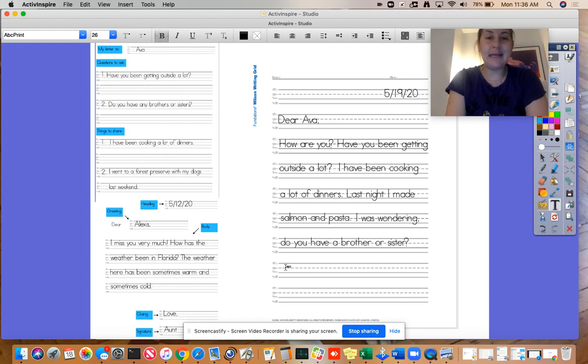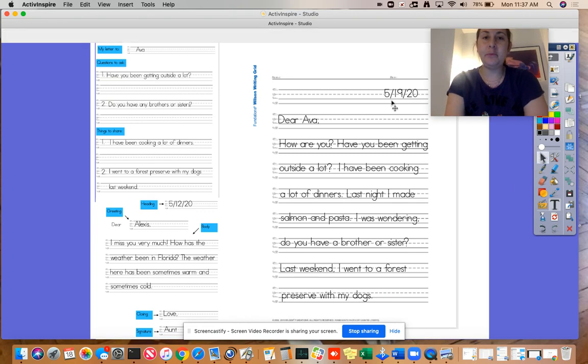Okay, then I think I'll maybe tell her another something to share. And I might say, last weekend, I went to a forest preserve with my dogs. Okay, now you're going to see something. I'm out of space. So what that means is I'm probably going to need 2 pieces of paper for this letter, because the letters that we were writing last week were, again, trying to just get you into the habit of the different parts of a friendly letter. We weren't really focusing in on the details.